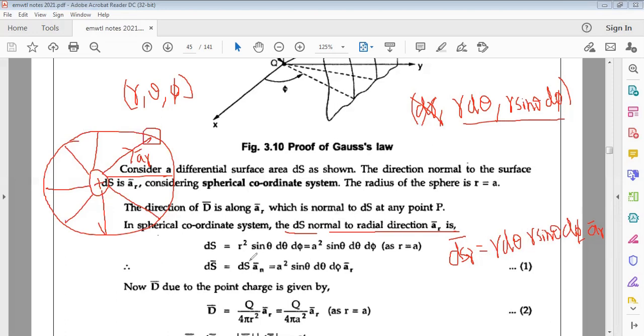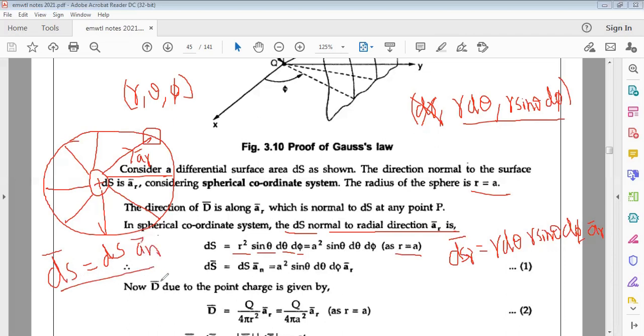What is r into r? It is r squared sin theta d theta d phi. And we consider here r is equal to A. So A squared sin theta d theta d phi, as r is equal to A. So ds bar is equal to, see, if there is any ds, it is the same; when I consider this ds bar, it is a magnitude, and in general the direction is a R bar.